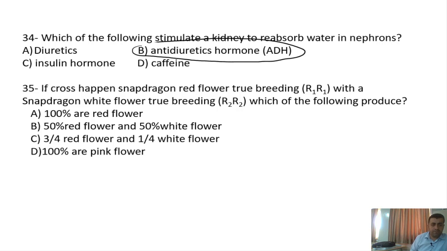Question 35. If a cross happens between a snapdragon red flower and a snapdragon white flower through breeding, that means the red is going to be R1 R1, and the white is going to be R2 R2, as you see. Which of the following is produced? Let us draw our Punnett square. It is going to be easy, our work here.